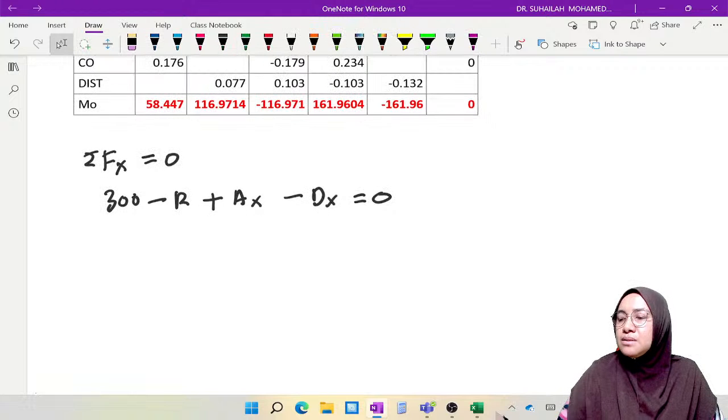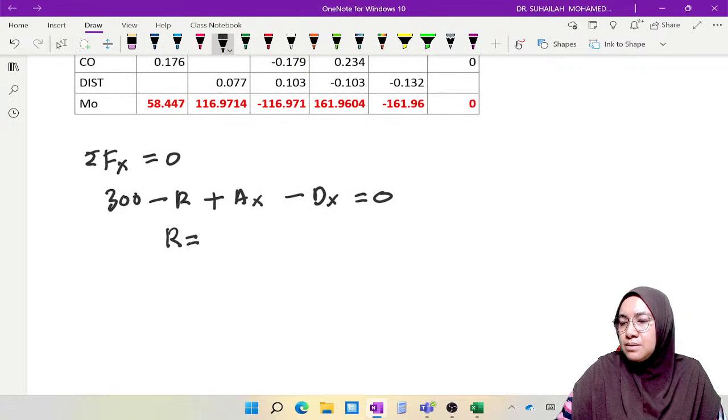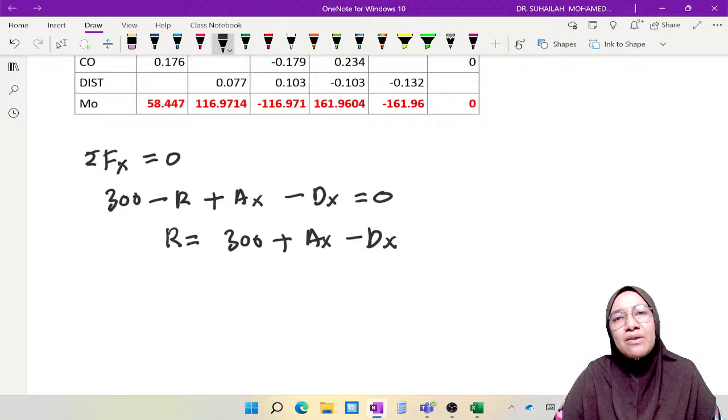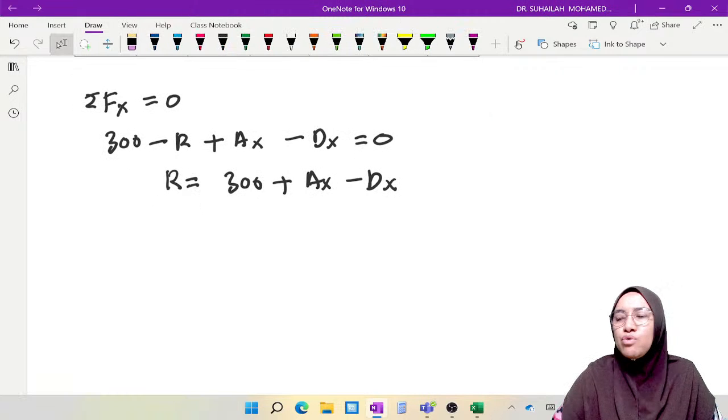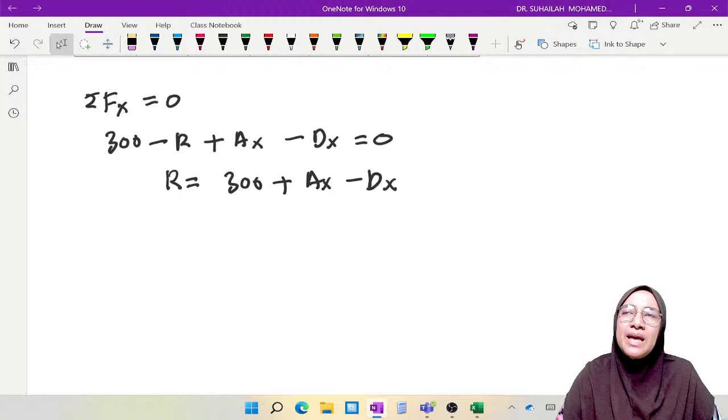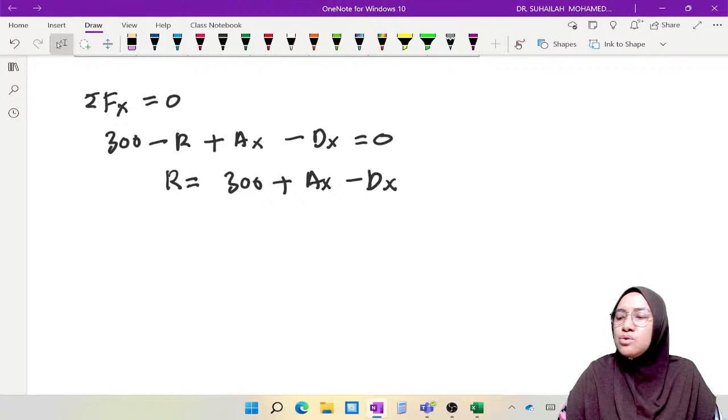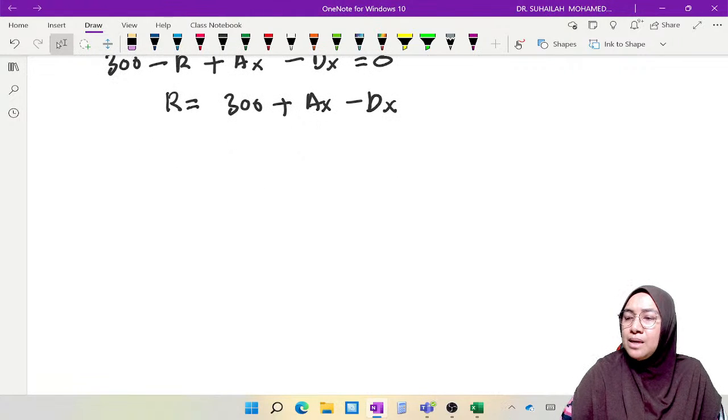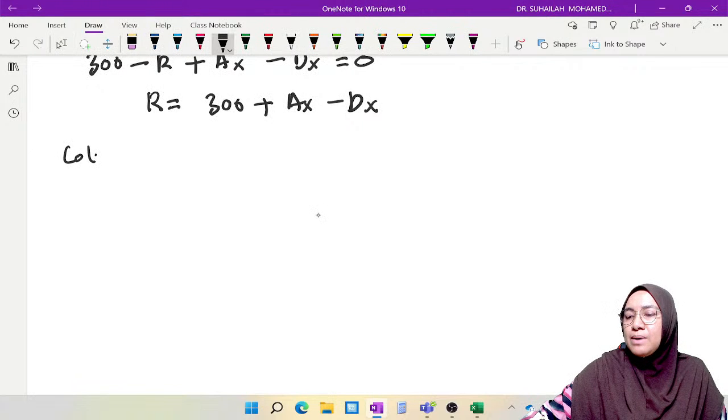So this is the equation to calculate R. R is actually 300 plus AX minus DX. So this is the equation to calculate the R value. Now we have two unknowns, AX and DX. To calculate AX and DX, we have to do what we call column analysis. We have to analyze column AB and column CD separately. So in order to analyze column AB, we have to do column analysis.